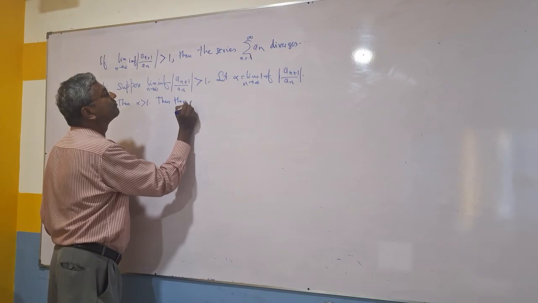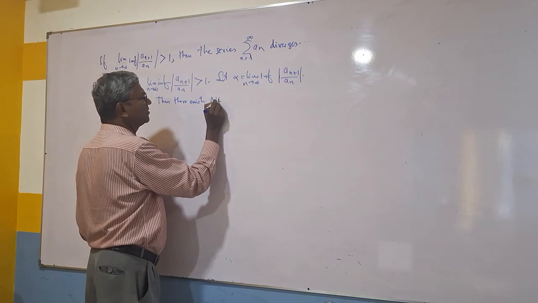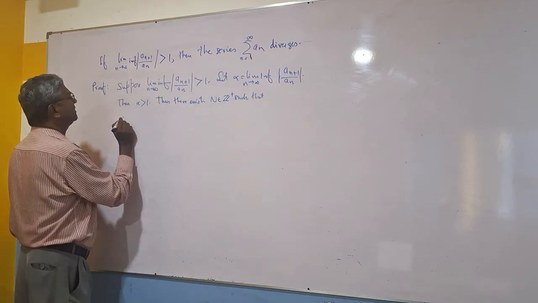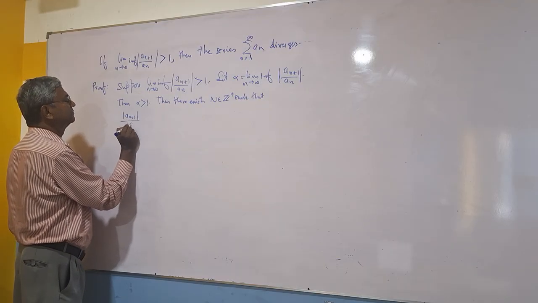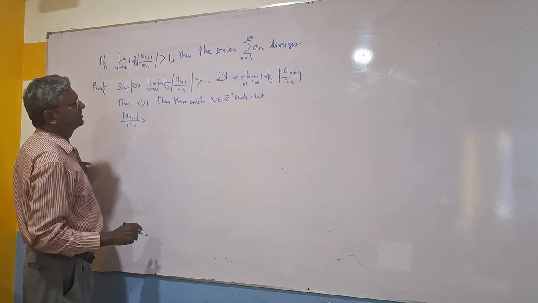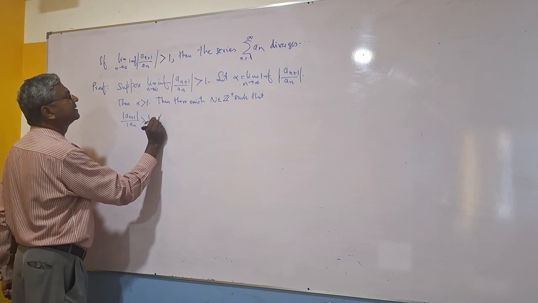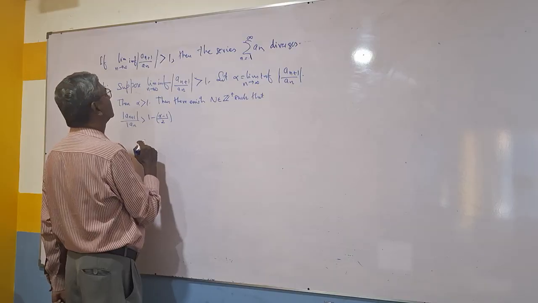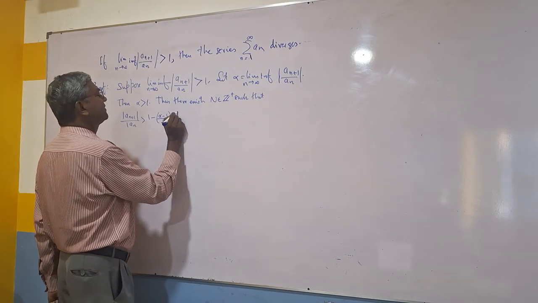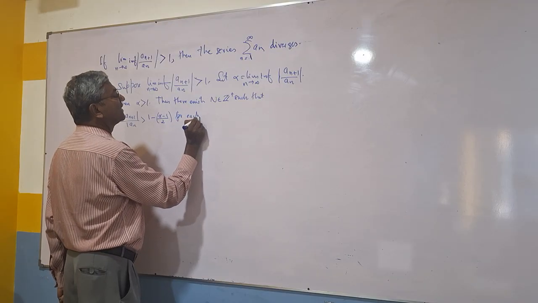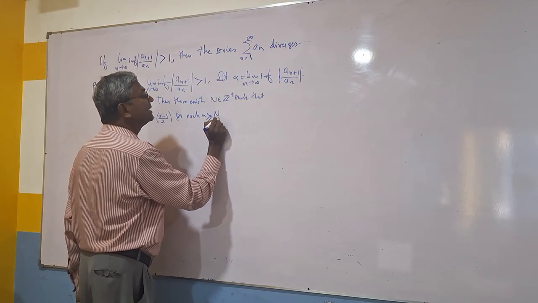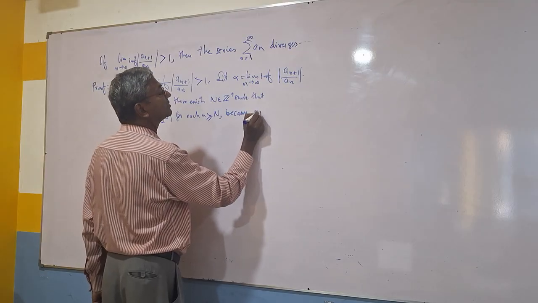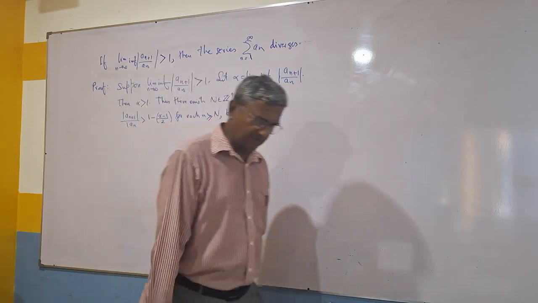there is a capital N belonging to Z plus such that |a_{n+1}/a_n| is greater than 1 minus (1 minus alpha)... say, (alpha minus 1) divided by 2, for each small n greater than or equal to capital N, because (alpha minus 1) divided by 2 is greater than 0, that's my epsilon.